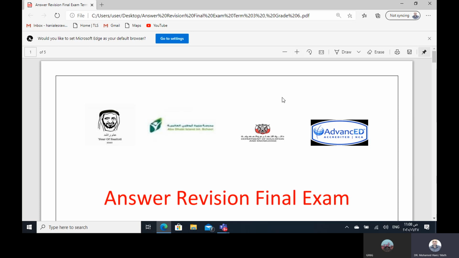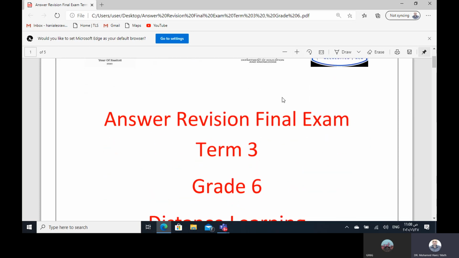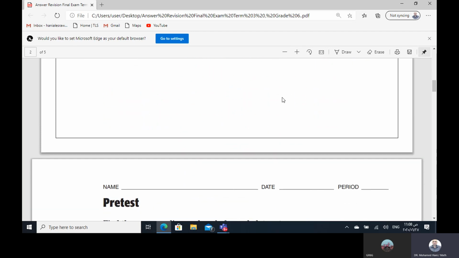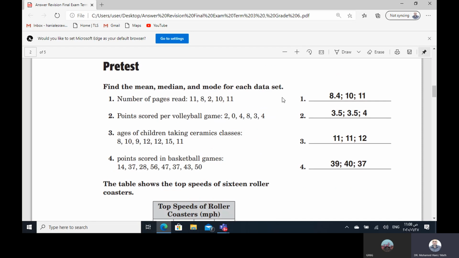Math grade 6. Today we have revision for final exam term 3. The first question here, find the mean, the median and mode for each data set. I will choose number 2 here.